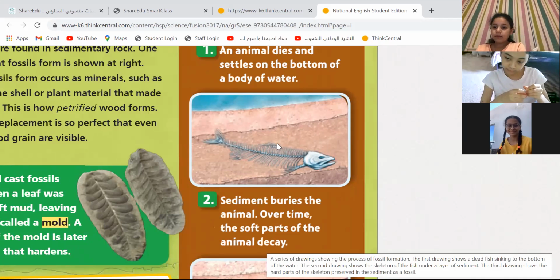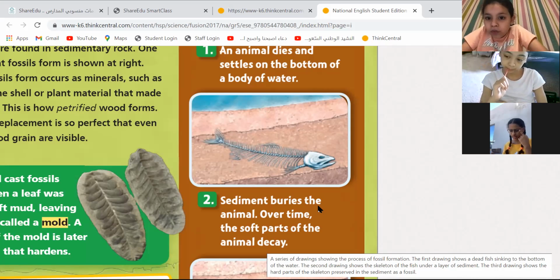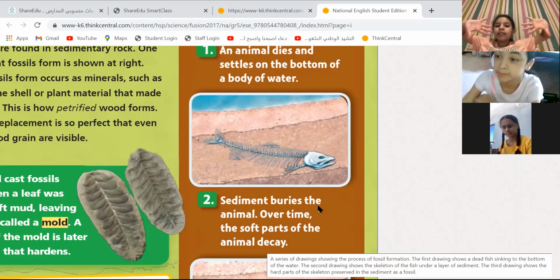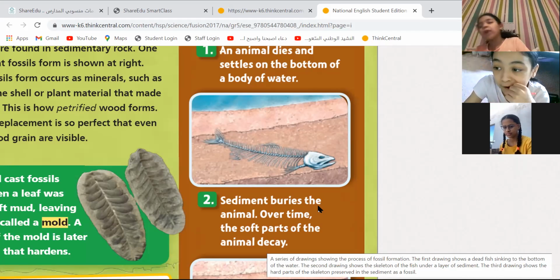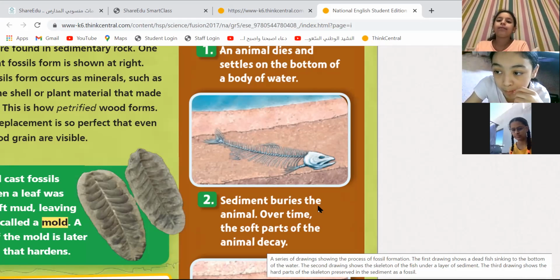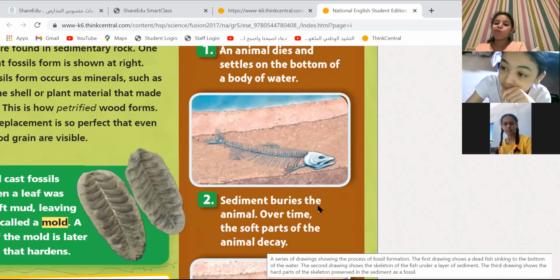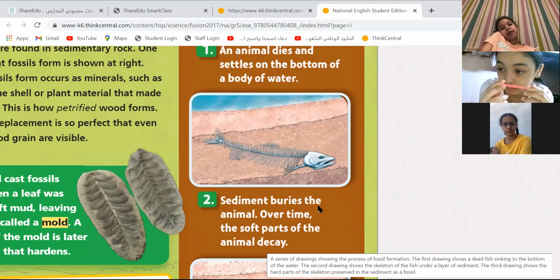Now, sediments. What do sediments do? They bury animals. Remember, do you know what sediments are? Everyone knows? It's a kind of rock that gets cemented together by pressure. Excellent. And they will give pressure to this dying fish, and then after a long time, it takes the shape.